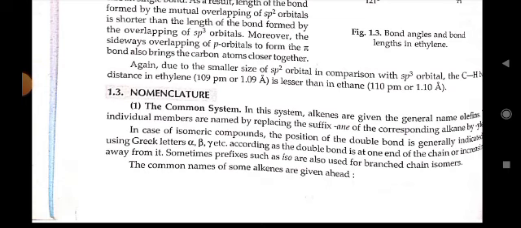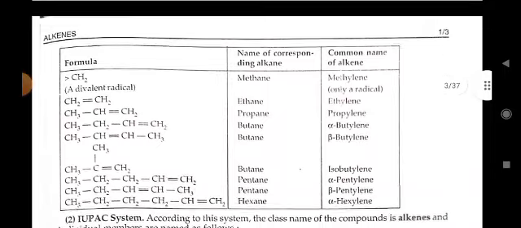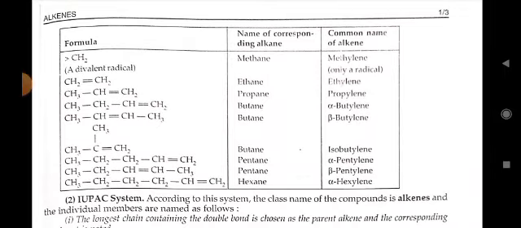The common names of some alkenes are given ahead: CH2, methane, common name methylene; ethane, ethylene; propane, propylene; butane, alpha-butylene; butane, beta-butylene; butane, isobutylene; pentane, alpha-pentylene; pentane, beta-pentylene; hexane, alpha-hexylene.